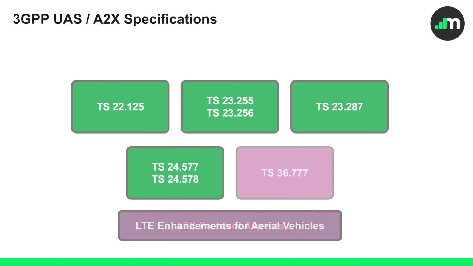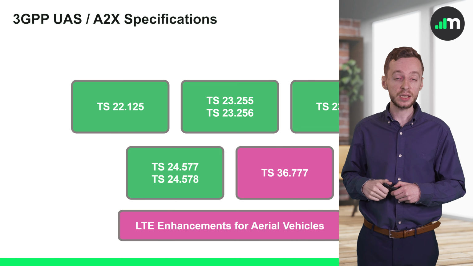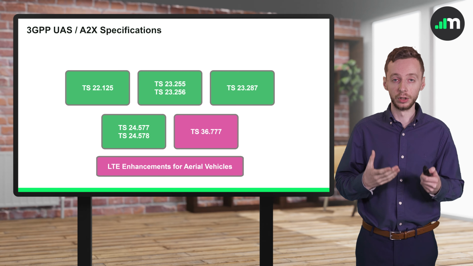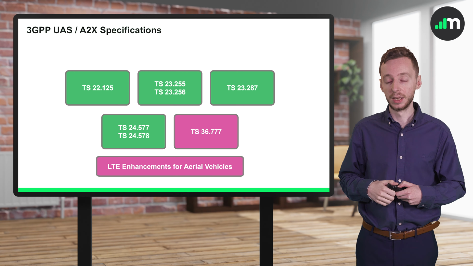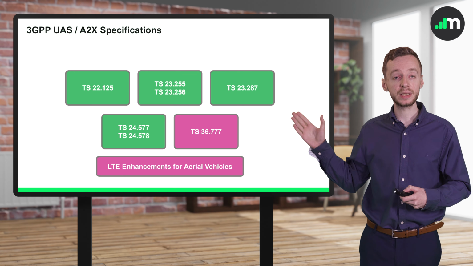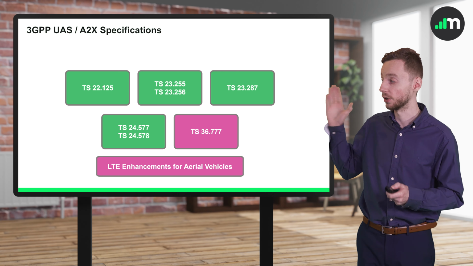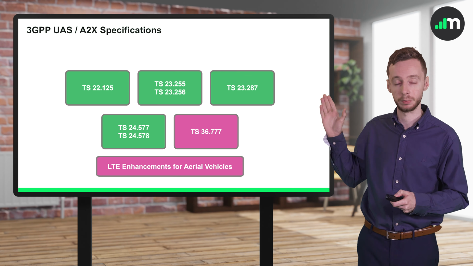And finally, we've got a specification here which is LTE, long-term evolution, or 4G focused. Now, this is LTE enhancements for aerial vehicles. So this is how support can be provided with 4G for uncrewed aerial systems. Now, in here we have discussions around mobility, around tracking, around handovers of UAVs. That's all supported within that specific technical specification.